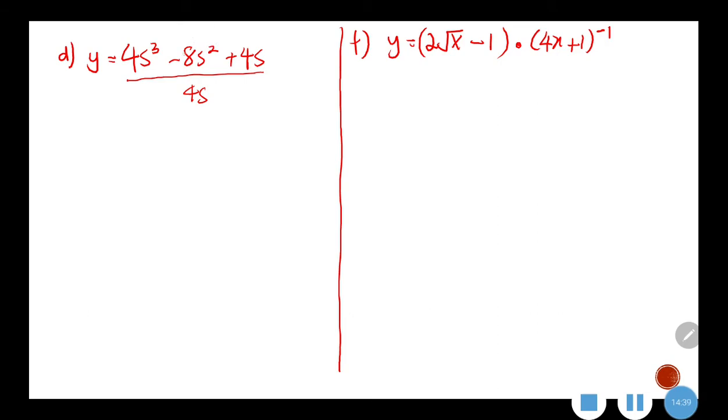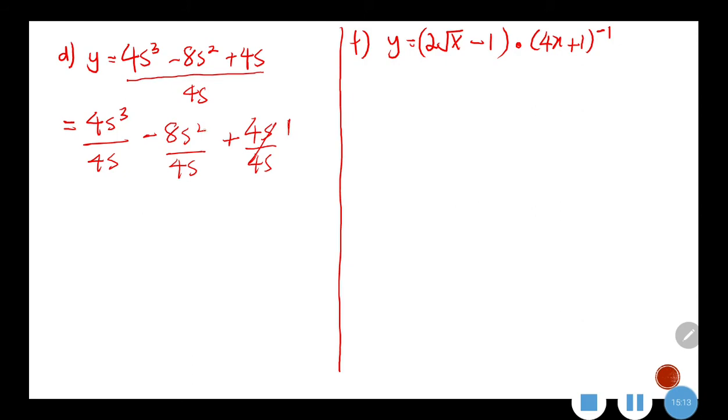or quotient rule. Like this function, 4s cube minus s square plus 4s over 4s. Divide everything by 4s. So do we really need a quotient rule to find the derivative of this function? Let's look. So 4s cube over 4s, and then minus s square over 4s, and then plus 4s over 4s. I don't think you need a quotient rule here to solve the derivative, because you can simplify, this one becomes 1.